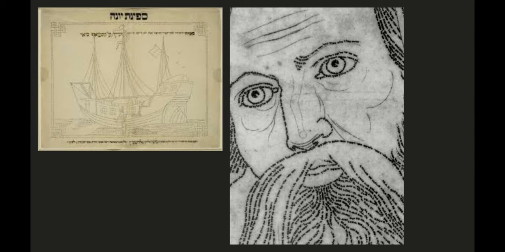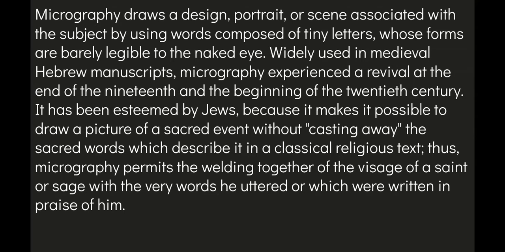Here are two examples. One is this ship, where you can barely see the letters, and the other is a very huge close-up where, again, you can barely see the letters, but they make up the lines of the poet's or sage's face. Micography draws a design, portrait, or scene associated with the subject by using words composed of tiny letters, whose forms are barely legible to the naked eye.